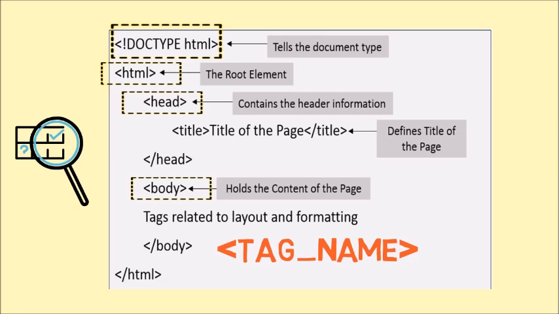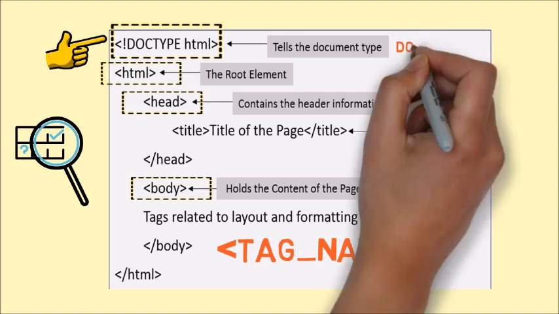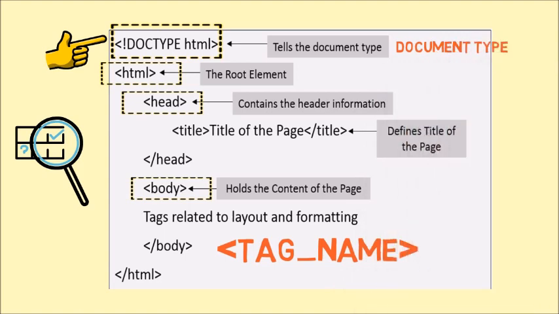Here, notice the first element. It is less than sign, exclamation mark, doc type, HTML and the greater than sign. This declaration is used to tell the browser the type of document it is dealing with. So doc type stands for document type. Since ours is an HTML document, we will have to write less than sign, exclamation mark, doc type, HTML and the greater than sign. This is done to tell the web browser that it is an HTML document.